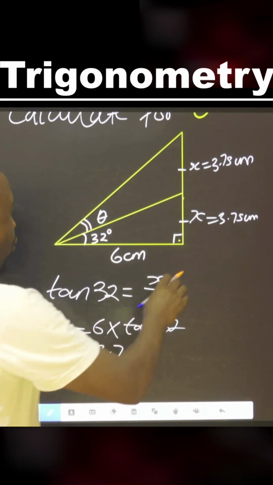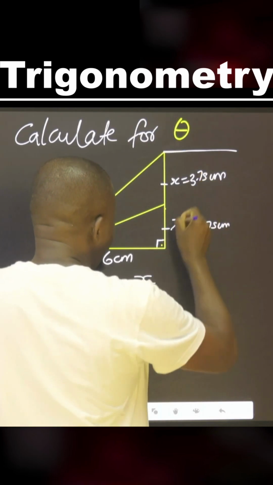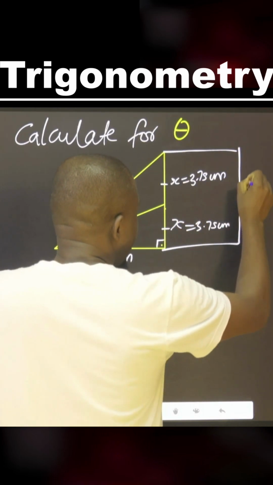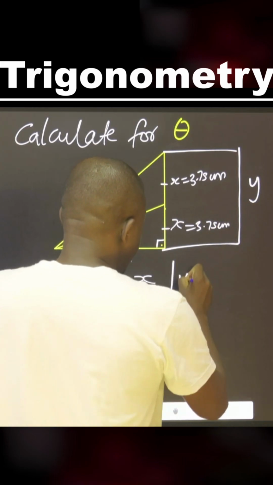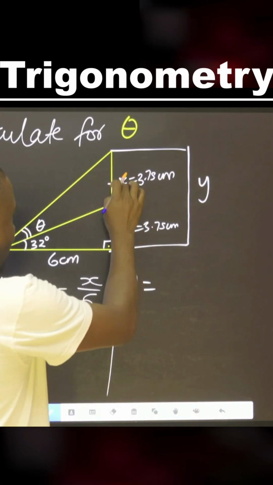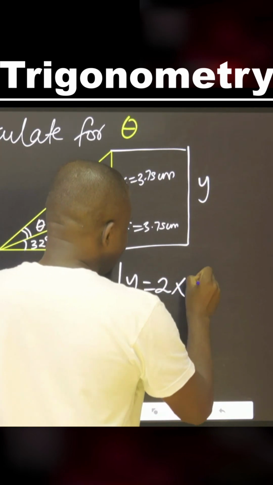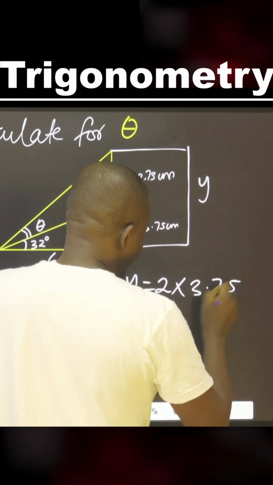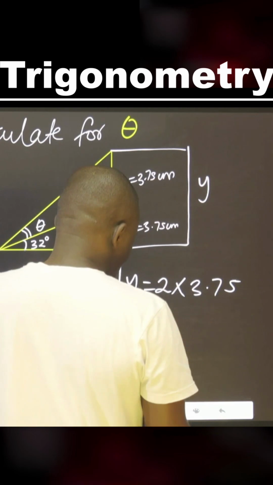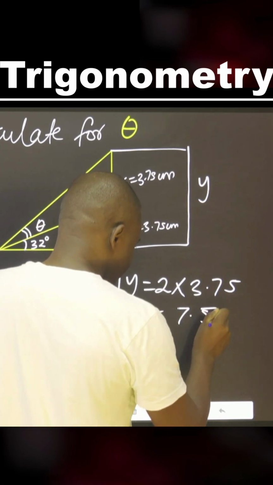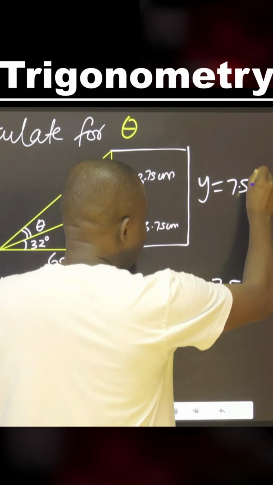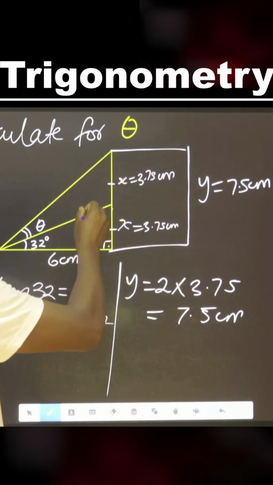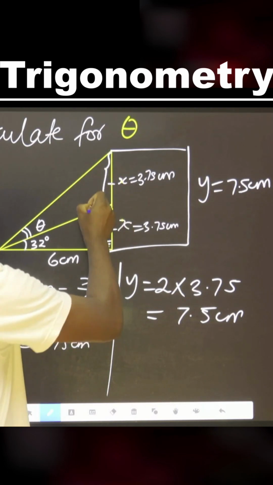So now, we can find the entire length of this. Let's call it y. So y is equals to x plus x. That is 2 multiplied by 3.75. You agree with me? If you multiply this, you're going to have 7.5 in cm. So this is 7.5 in cm. So everything here, that is this, 7.5.